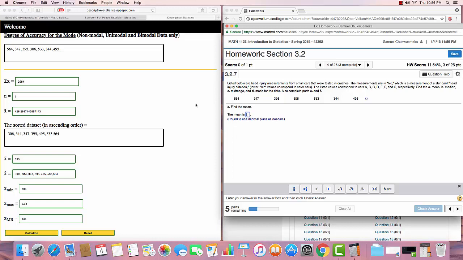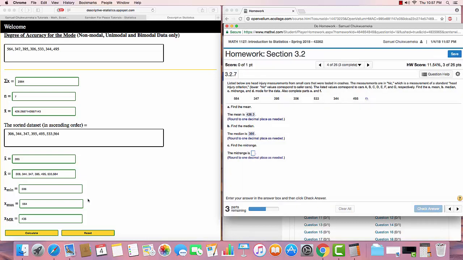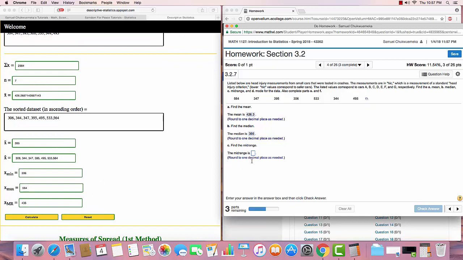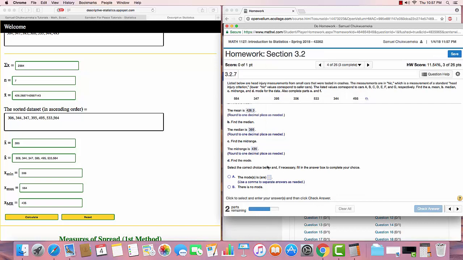calculate. So this mean is more than one decimal place. So the "as needed" means if it is more than one decimal place, we just round to only one decimal place. So this will give us 426.3, okay? The median is 395. The midrange is 435, okay? The mode, there is no mode. Non-modal. There's no mode.